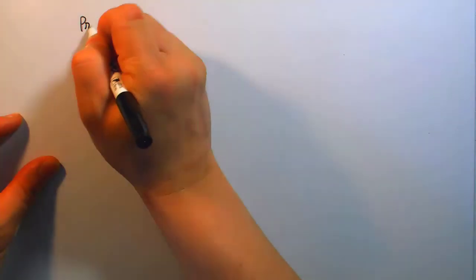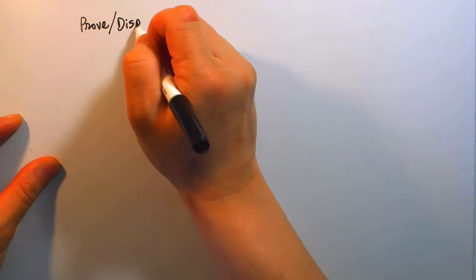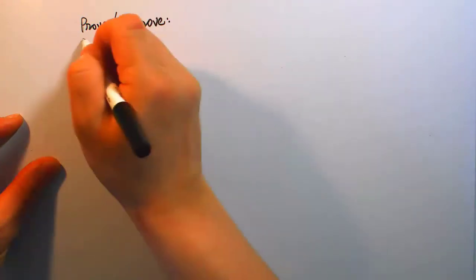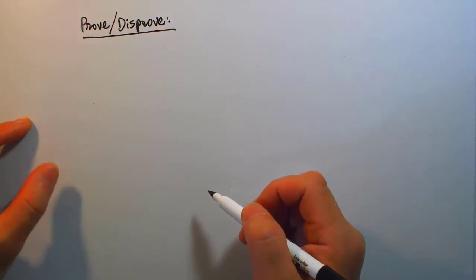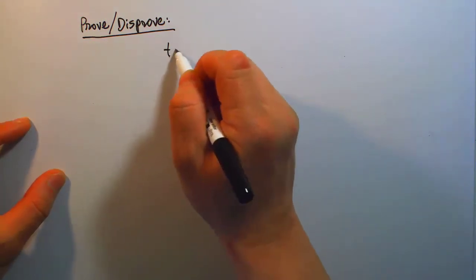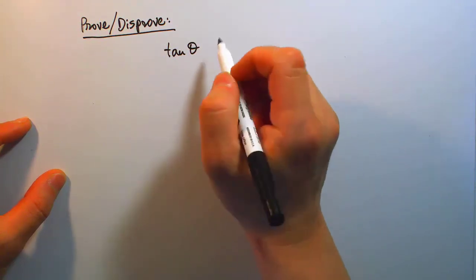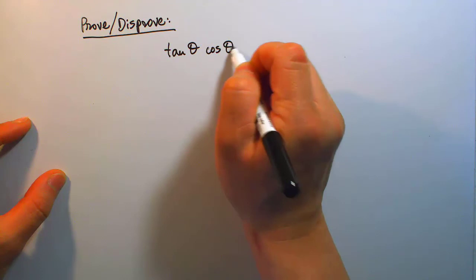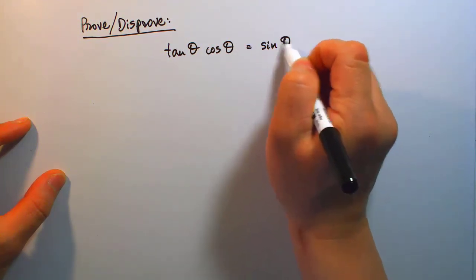And here is another example of trying to either prove or disprove. So we want to prove or disprove the equality thought to be an identity, which is like this: tangent of theta times cosine of theta equals sine theta.